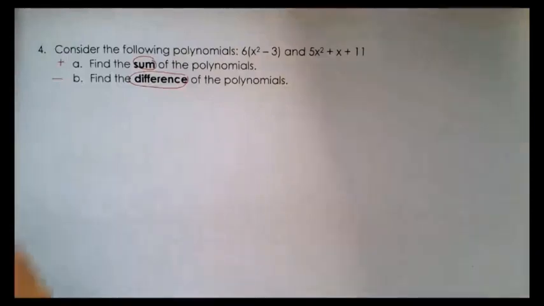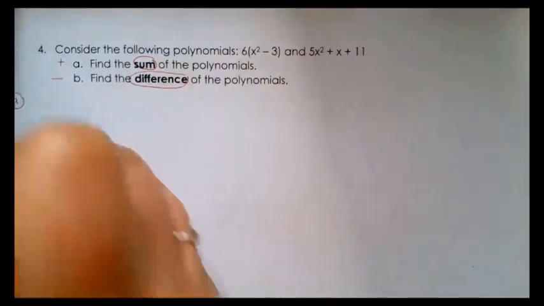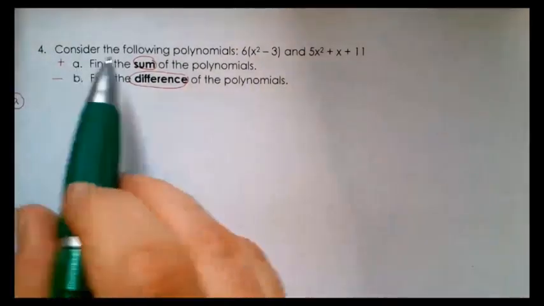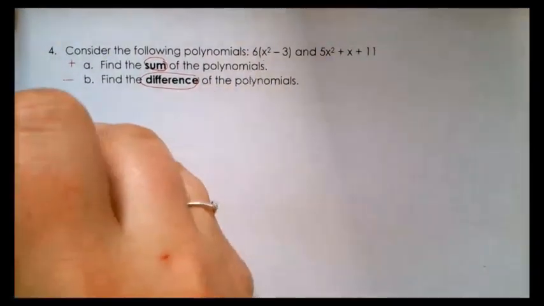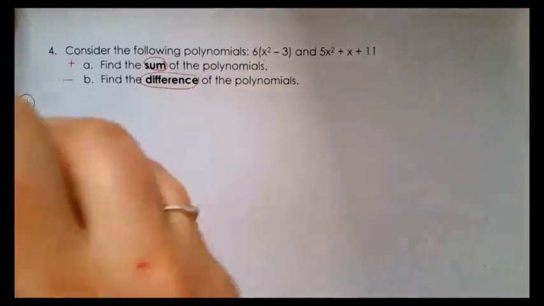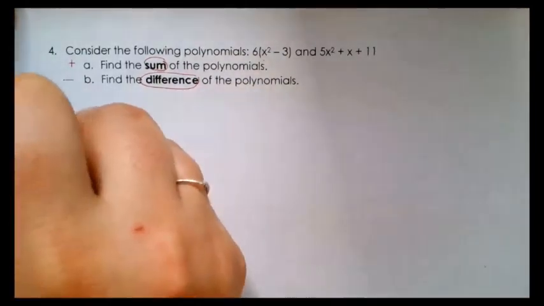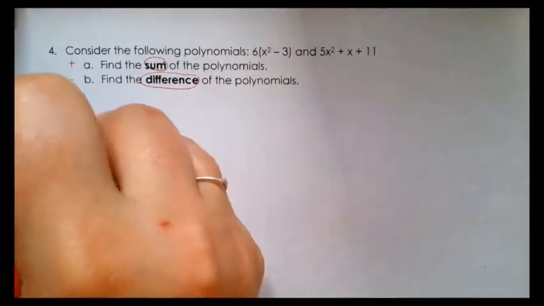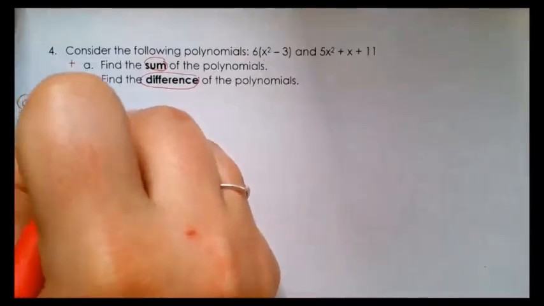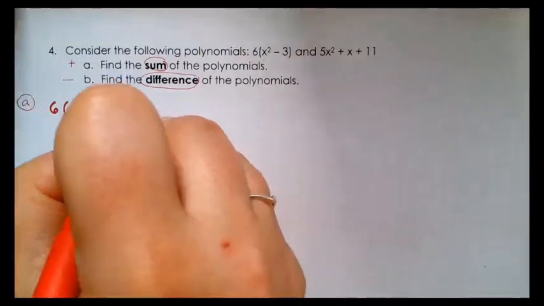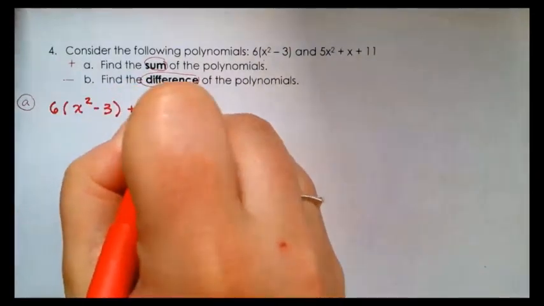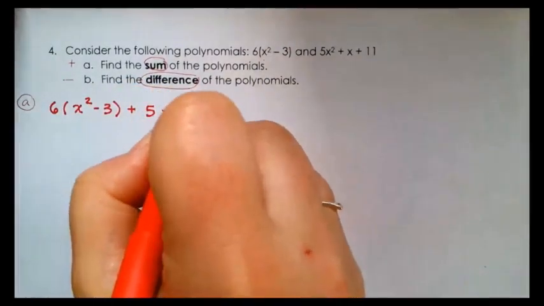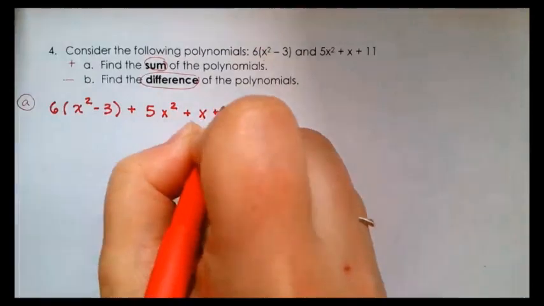Let's start with part A. We're going to add together these two polynomials. I'm going to rewrite them. 6(x squared minus 3) plus 5x squared plus x plus 11.